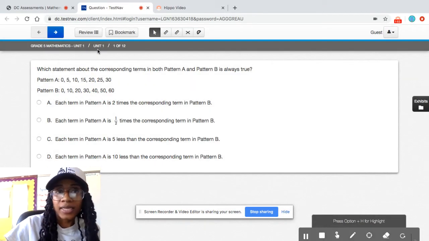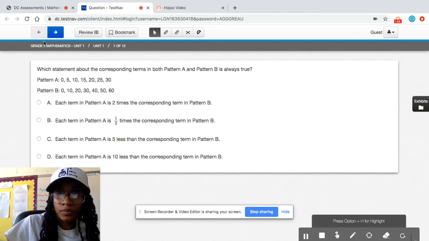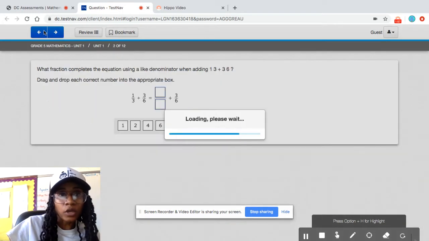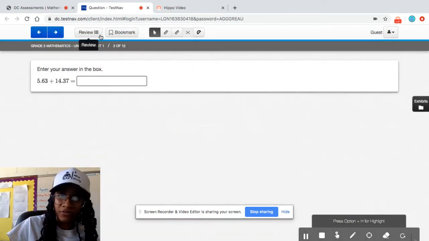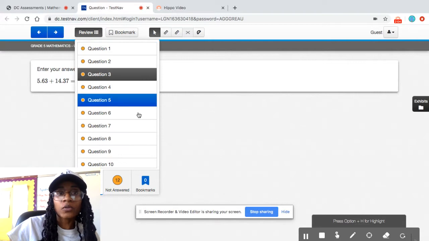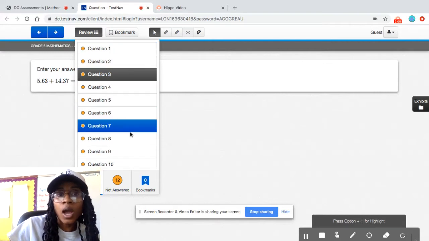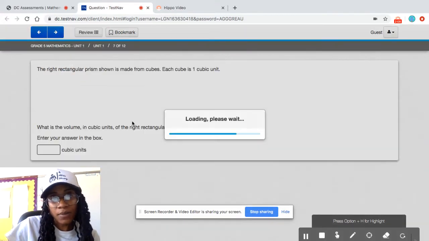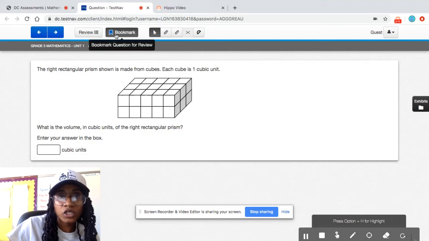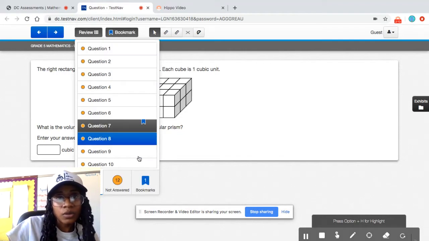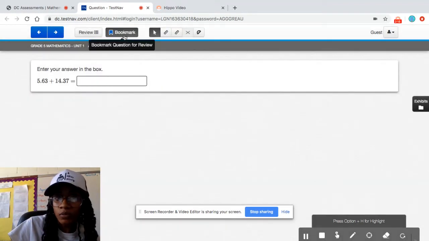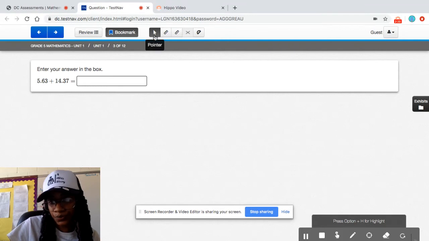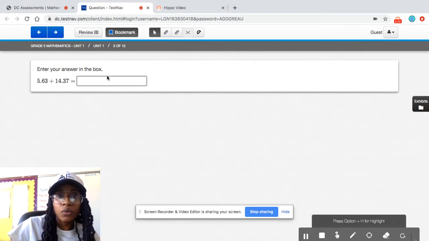So just like the ELA platform, in order to get from one question to the next, we're going to utilize the arrows at the top, left and right, forward and back. We also have the same review drop down where you can go to specific questions. We also have the bookmark where you can bookmark specific questions that you might have problems with that you want to move on and come back to. We still have the pointer, which is highlighted now, okay?